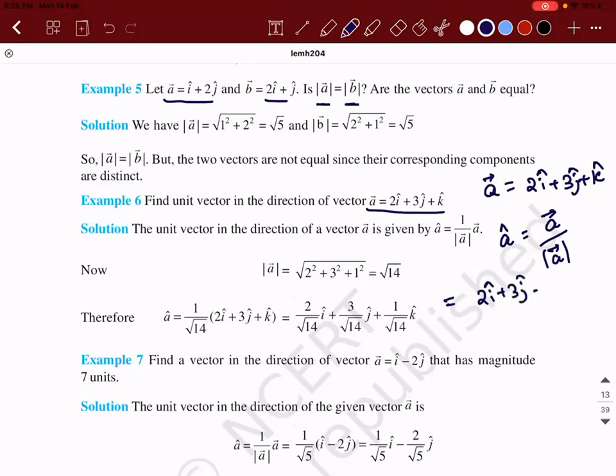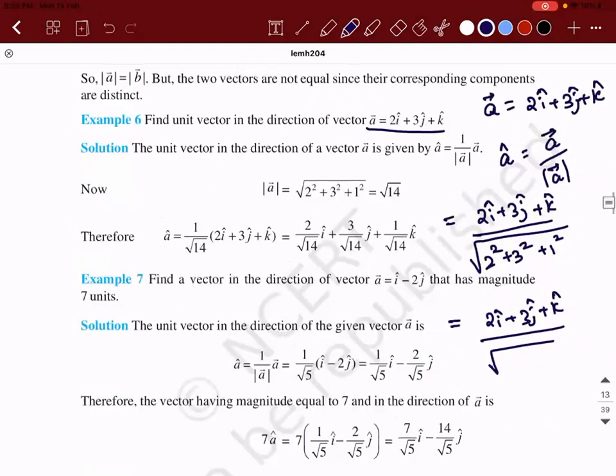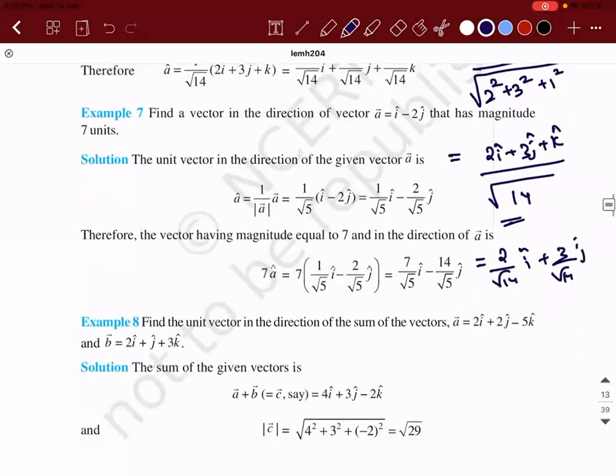So 2i cap plus 3j cap plus k cap divided by, what is the magnitude of A vector, guys? Root of 2 square plus 3 square plus 1 square. So the whole divided by square root of how much? 4 plus 9, 13, 13 plus 1, 14, square root of 14. So the unit vector in the direction of this vector is 2 by root 14 i cap plus 3 by root 14 j cap plus 1 by root 14 k cap.